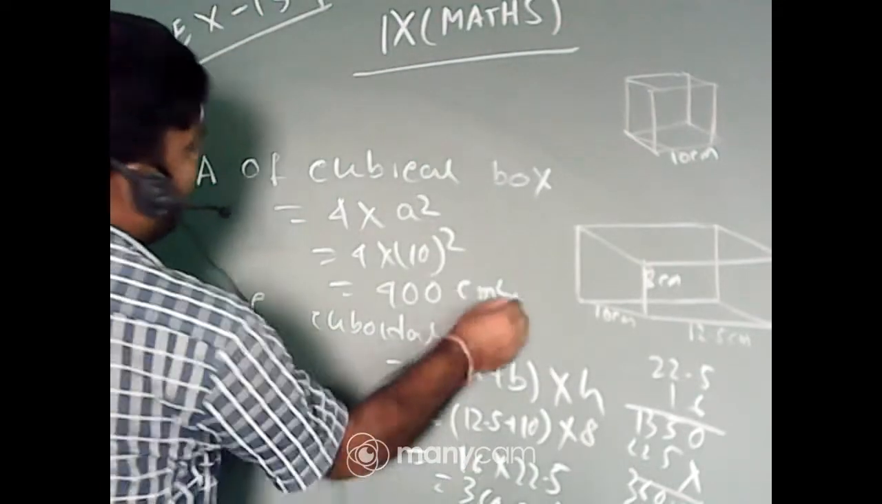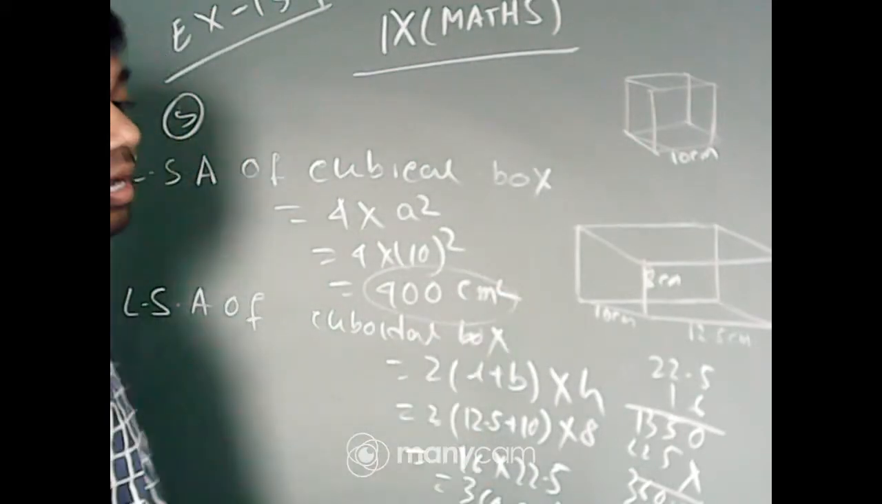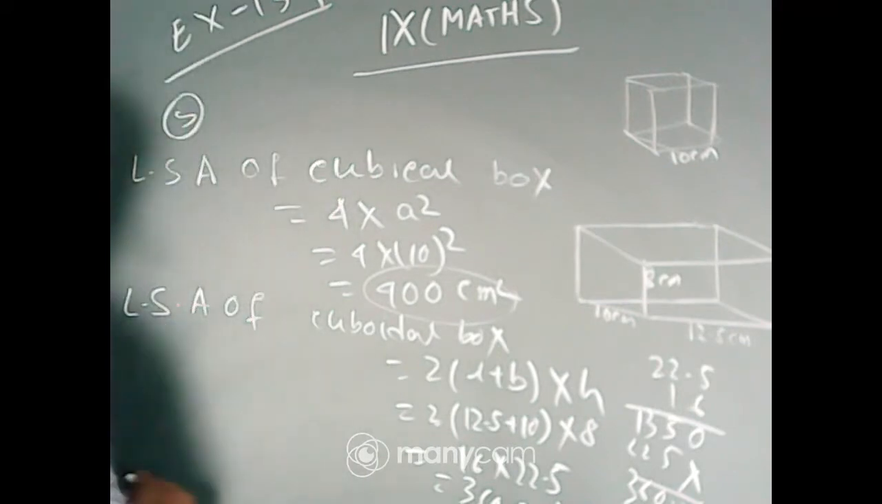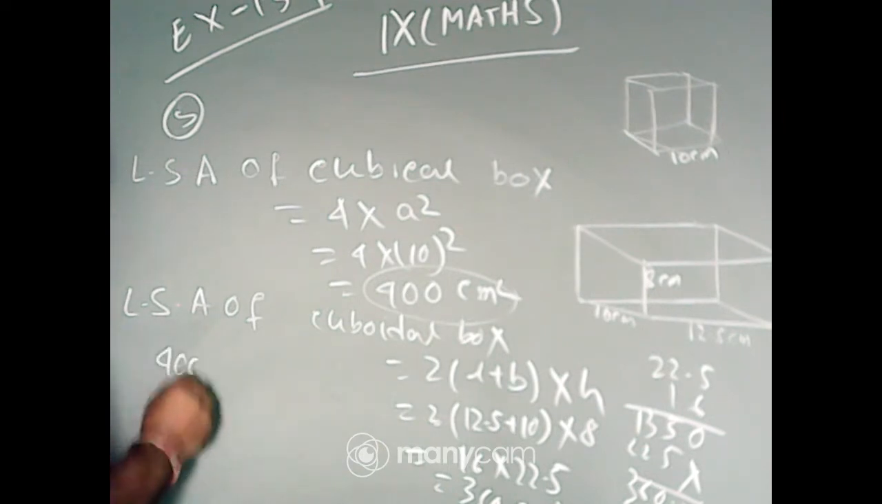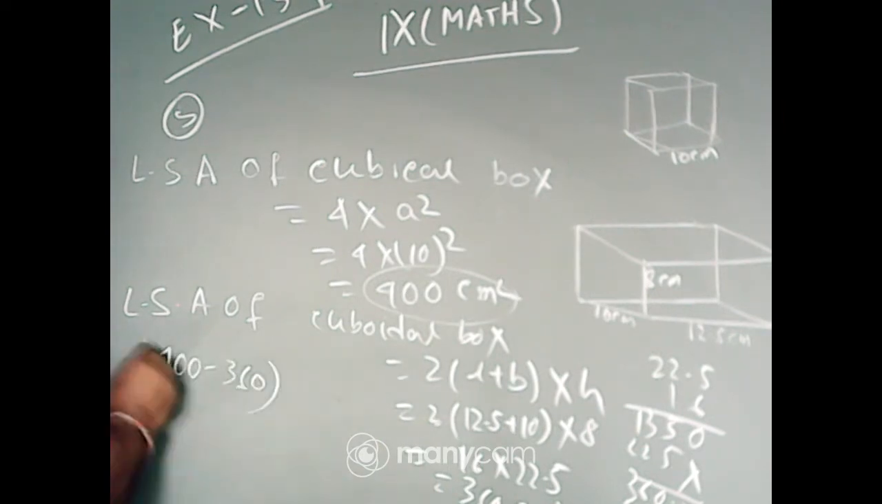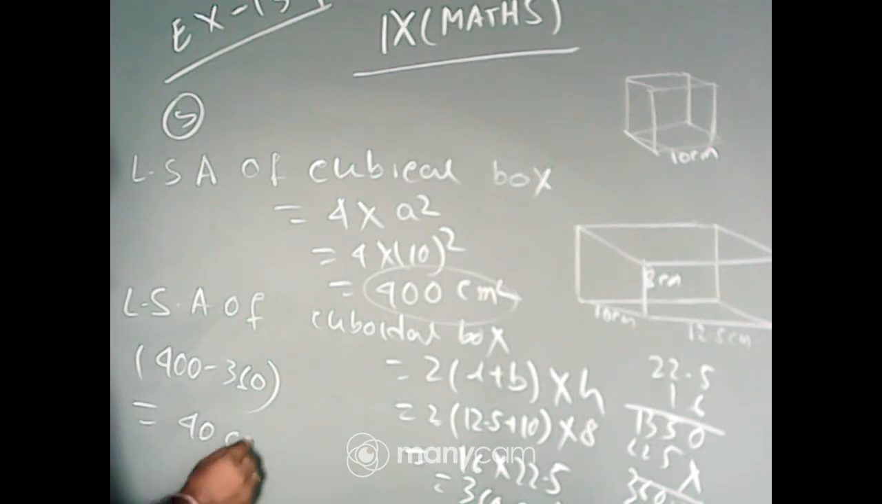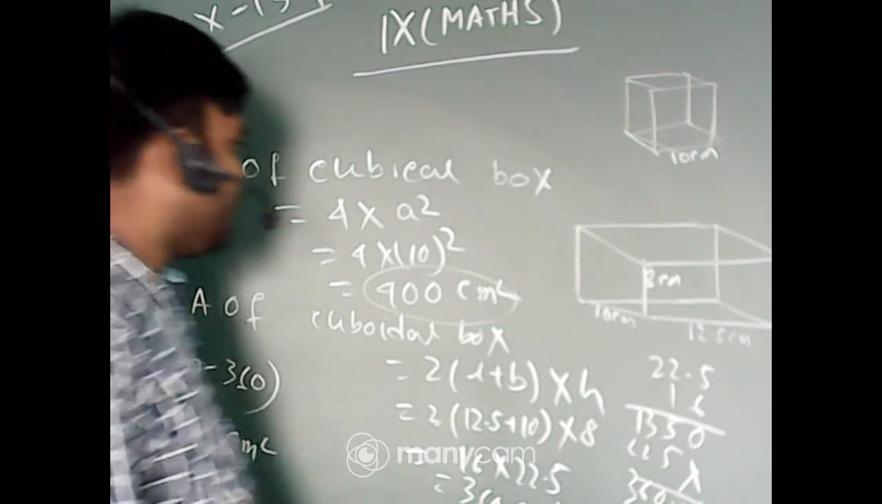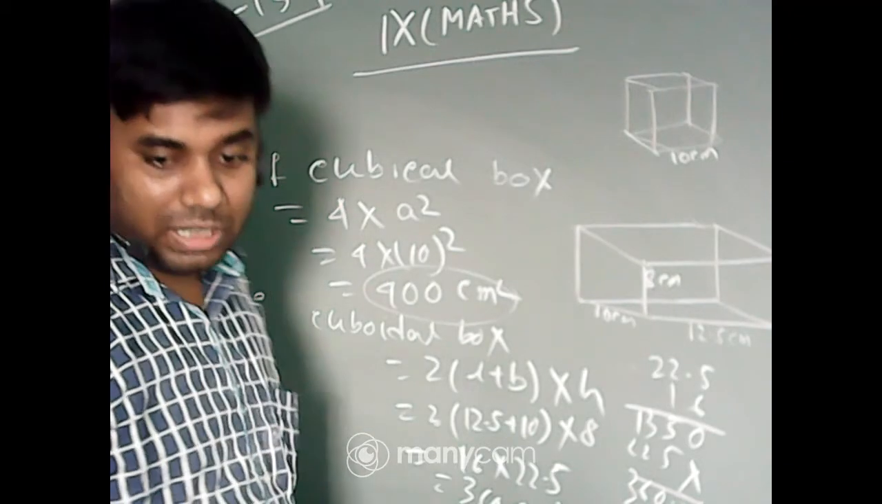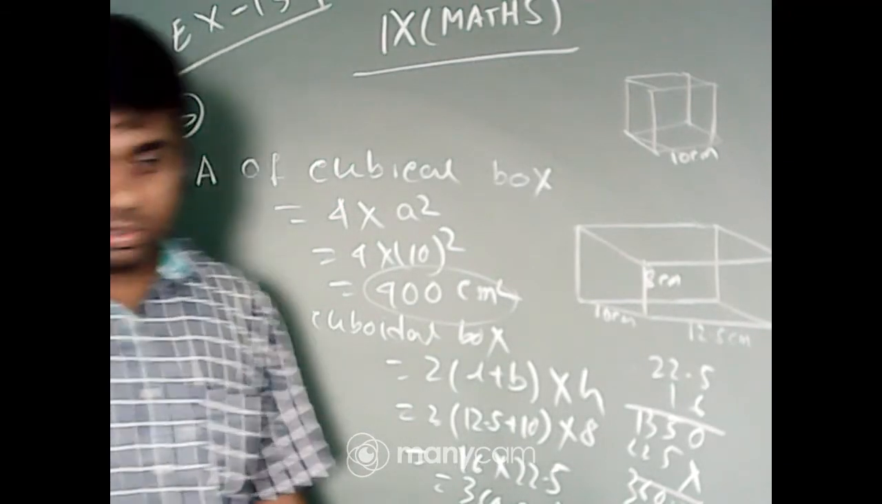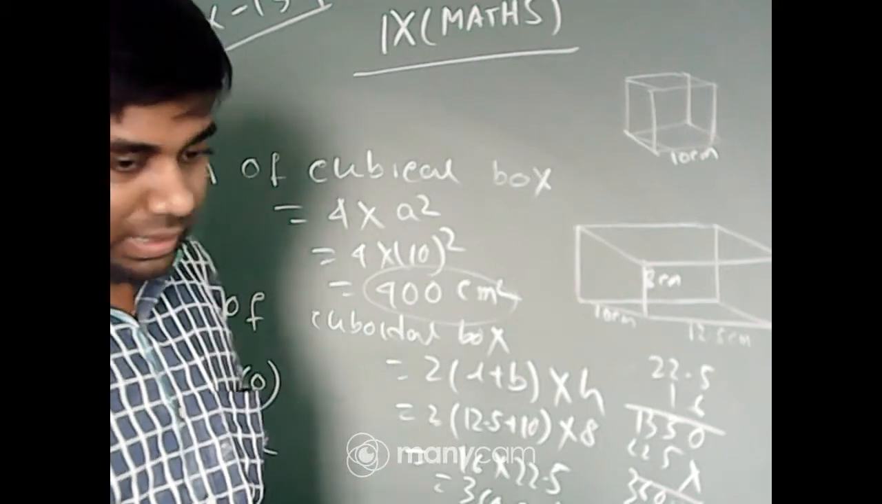Obviously the cubical box has the larger surface area. And by how much surface area has the cubical box more than the cuboidal box? That is 400 minus 360, so 40 centimeter square more surface area has the cubical box. Okay, got it everyone? Yes, 40 centimeter square. And now the second part.